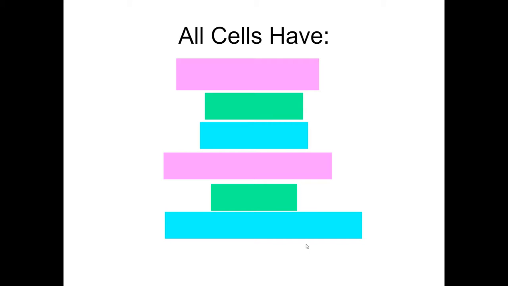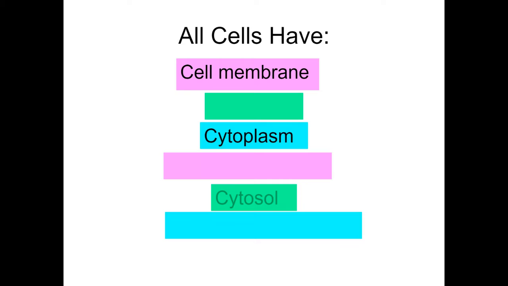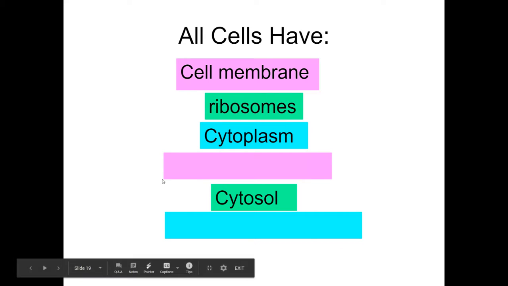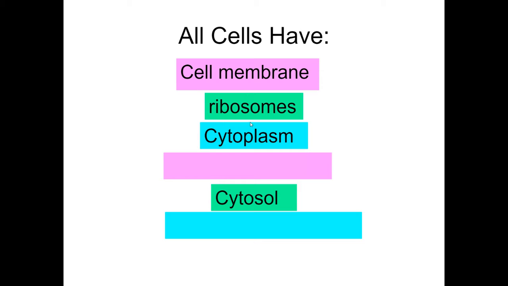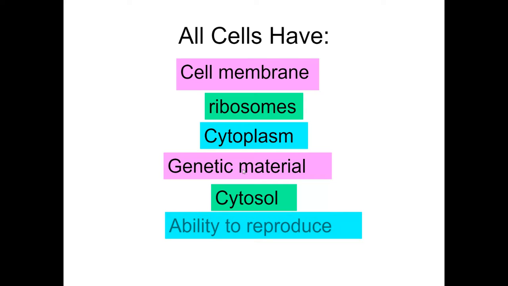Before we get into the difference between the two, let's talk about what all cells have. Both prokaryotic and eukaryotic cells have a cell membrane. They have cytoplasm. They have cytosol. They have ribosomes. That one can be tricky because a lot of us think that these are organelles. They are kind of sort of organelles, but they are not what we call membrane-bound organelles, so they do not have a double membrane. They also have genetic material such as DNA, and the ability to reproduce.